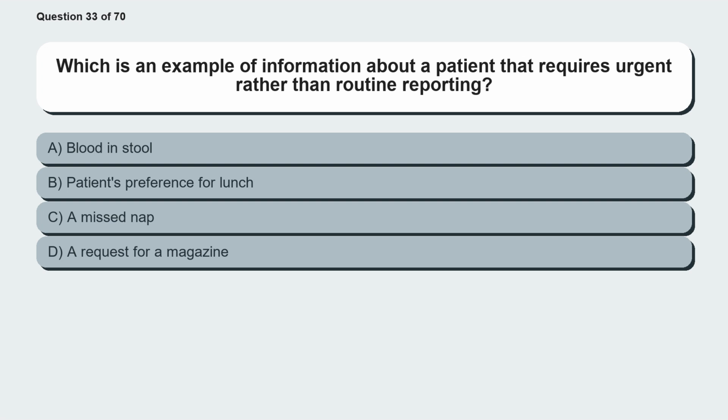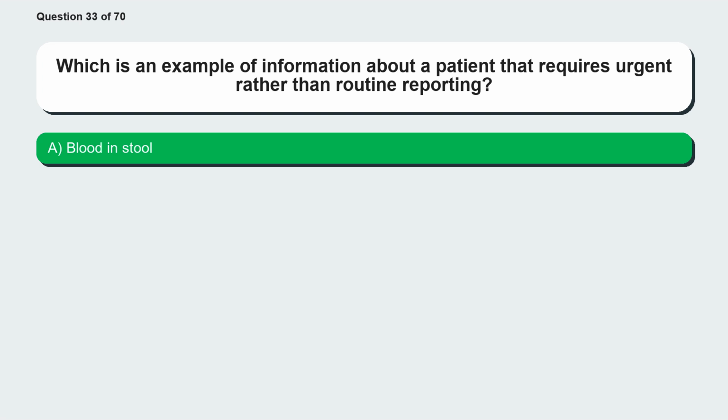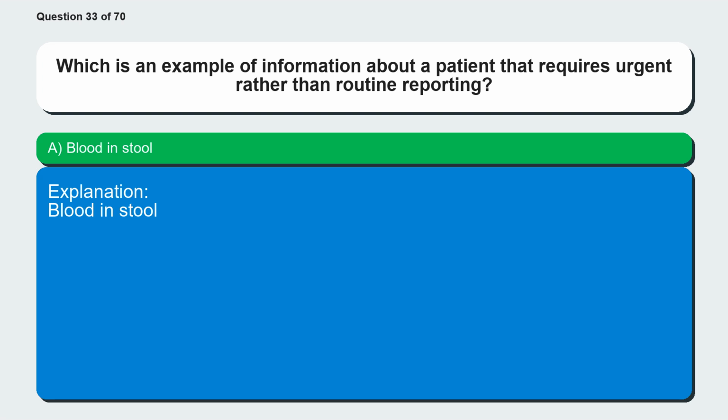Question 33. Which is an example of information about a patient that requires urgent rather than routine reporting? Option A. Blood in stool. Option B. Patient's preference for lunch. Option C. A missed nap. Option D. A request for a magazine. The correct answer is option A. Blood in stool.